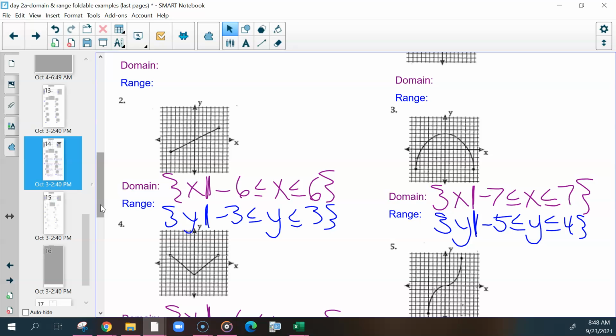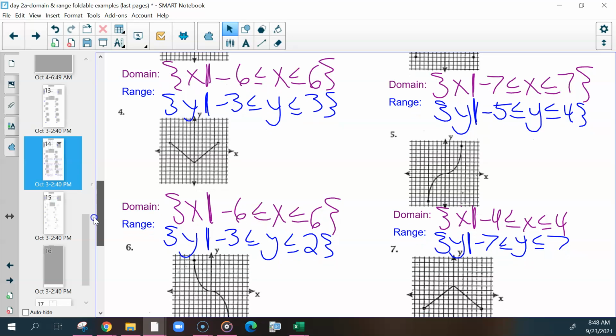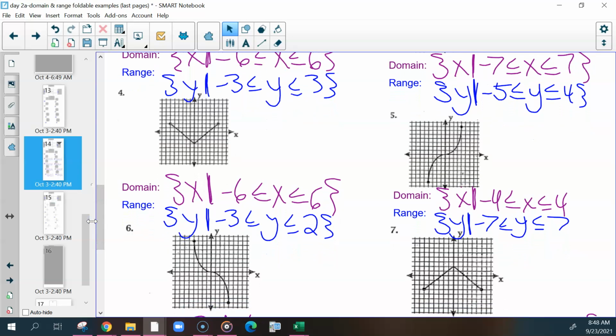If I'm going too fast and you need to go back, just let me know. I'll probably go back at the end. This number 4, the domain was from -6 to 6. Range was from -3 to 2.